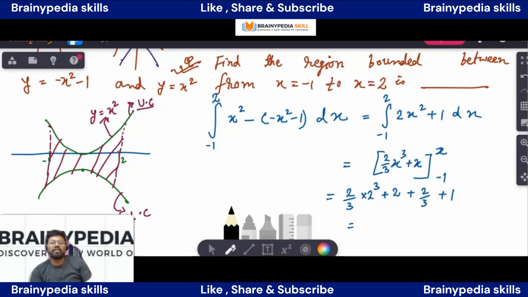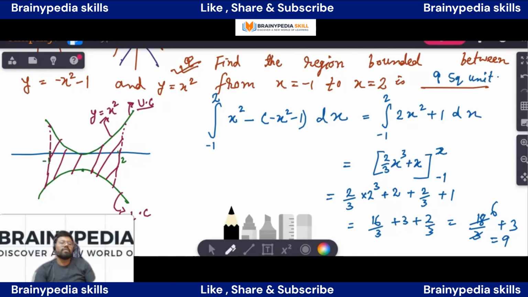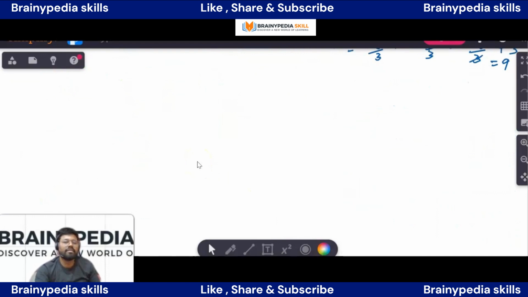Solve it out, how much are we getting? 16 by 3 plus 3 plus 2 by 3. So we are getting 18 by 3 plus 3, isn't it? Which is nothing but 6 plus 3, so 9. What is the answer? The answer is 9 square unit. Okay, 9 square unit. I hope I was able to make you understand, right?